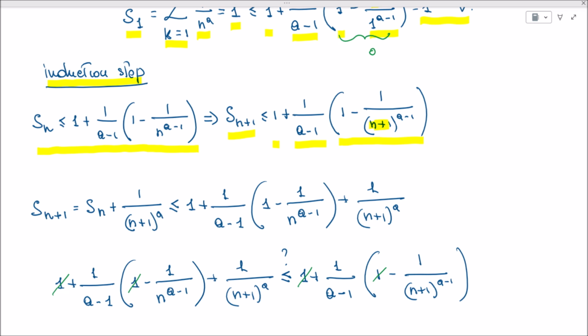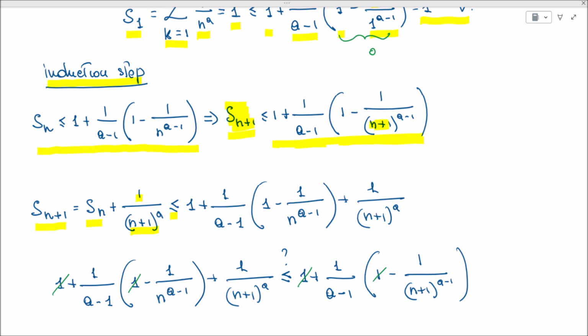Now, the way to prove this last inequality is starting by building this S n plus 1 from the hypothesis of the induction step. So what is S n plus 1? Well, the definition is just S n, the sum of the first n terms, plus the n plus 1 term. But the n plus 1 term, of course, is 1 divided by n plus 1 raised to the a. We want to prove that this must be less than or equal to this.